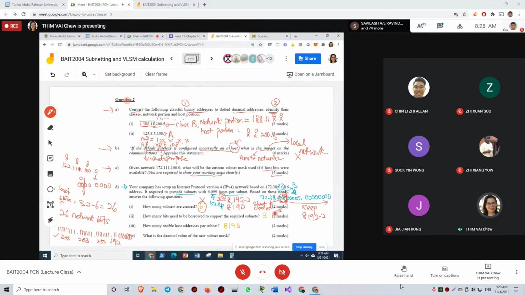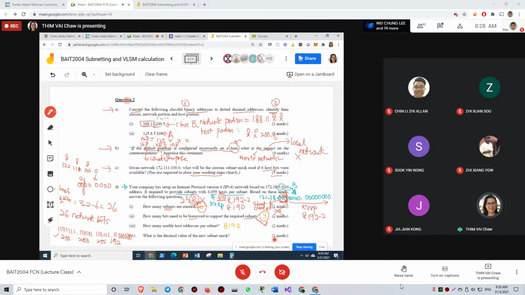No need to minus 2. So here you have 3 bits, meaning 2 power by 3 is equivalent to 8 subnets created. This is the answer, not this one. So how many bits need to be borrowed to support the acquired subnet? Now it's talking about borrow. No matter how, borrow still refers to the subnet portion, not your host portion. When he talks about borrow, he is talking about the subnet. So that's why it's 3 bits.